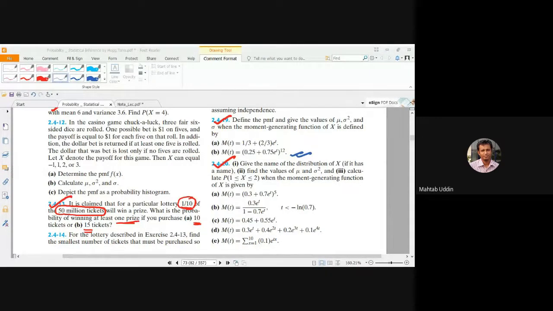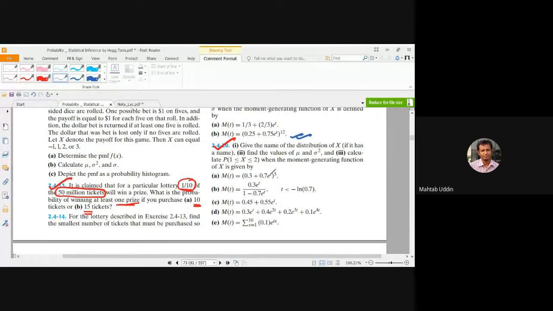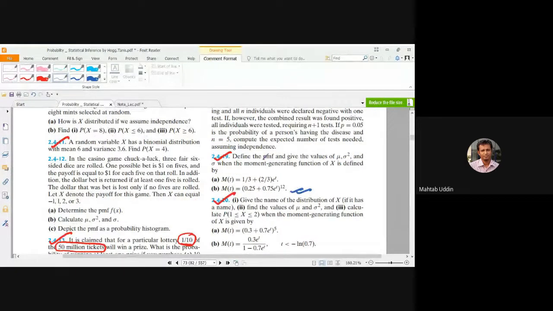But in 20 there are so many functions. We can compare them with various moment generating functions. Like here, the first one is easy because they said first give the name of the distribution. That is, identify which distribution this is, from which distribution you can get it.